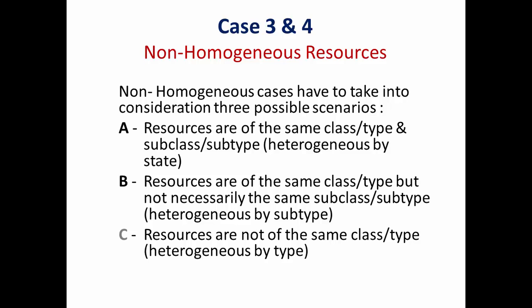So let's say we have a class stack, and all resources are stacks. But to a client, the state of an object makes a difference. So for example, the client wants a stack which still has at least 50% of its capacity free. So the state of the object which I'm requesting would be in the discussion. So objects can be different by virtue of their state. So this is heterogeneous by state.